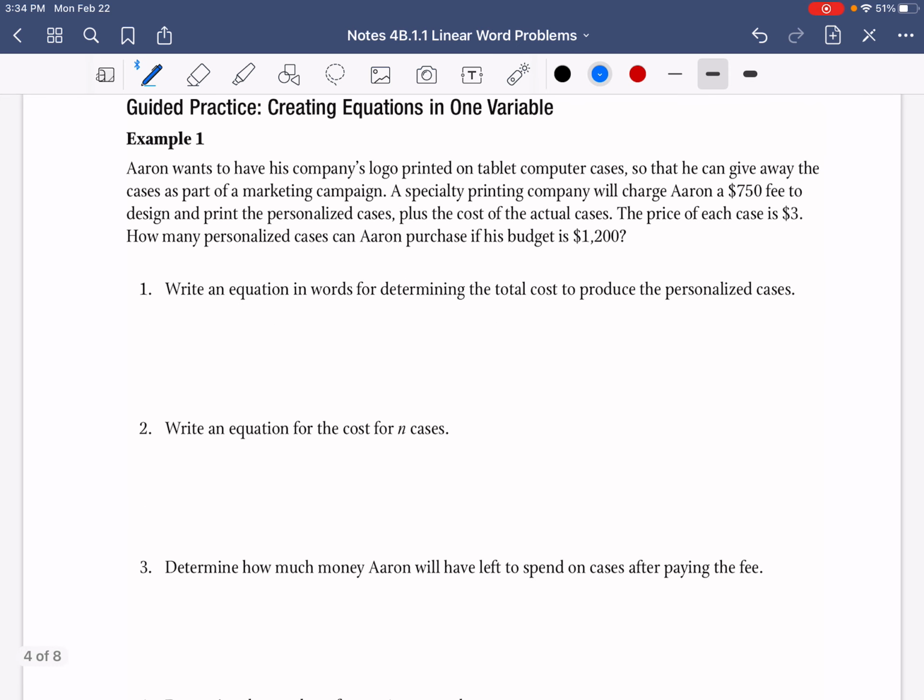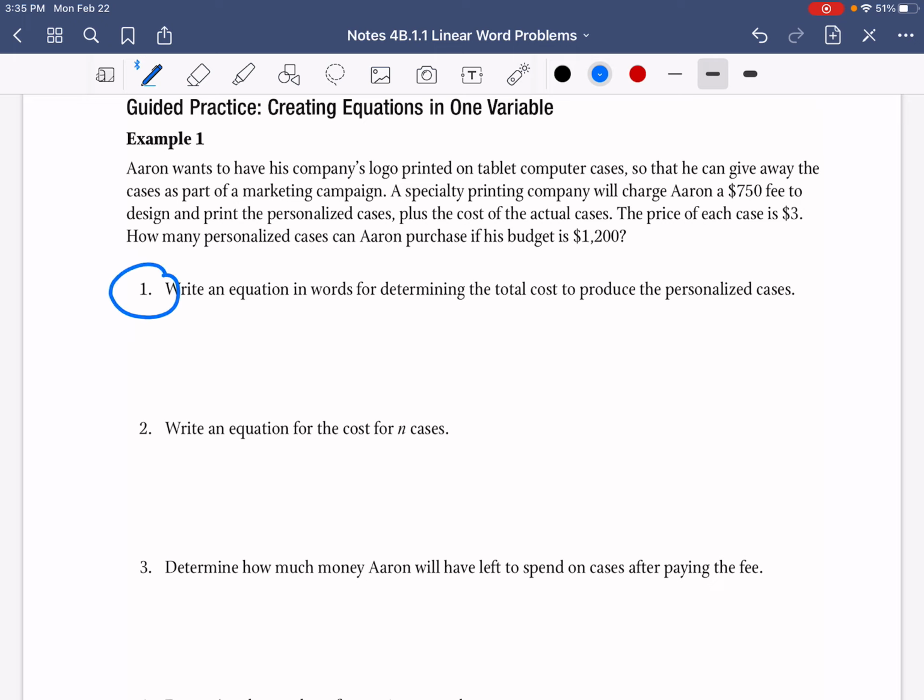So example 1 says, Aaron wants to have his company's logo printed on tablet computer cases so that he can give away the cases as part of a marketing campaign. A specialty printing company will charge Aaron a $750 fee to design and print the personalized cases, plus the cost of the actual cases. The price of each case is $3. How many personalized cases can Aaron purchase if his budget is $1,200?